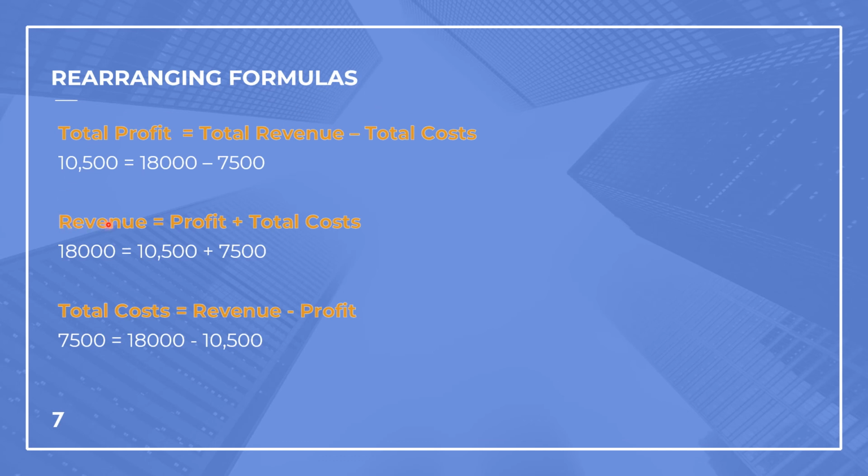So your revenue is everything that comes into the business. That means that that's going to be your profit added to your total costs. So the money that you're left with and the money that you've spent is equal to all the money that came in. When we look at total costs, our total costs are going to be equal to all the money that came in minus what you've been left with. So with a little bit of common sense and a little bit of thinking about it, you can rearrange the formula to get what you need. If you find that really difficult, you could always just memorize the 3 formulas.